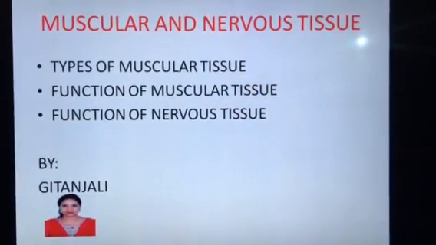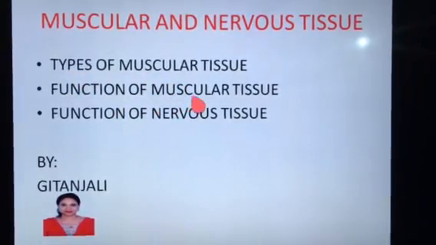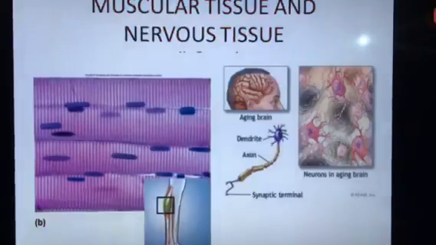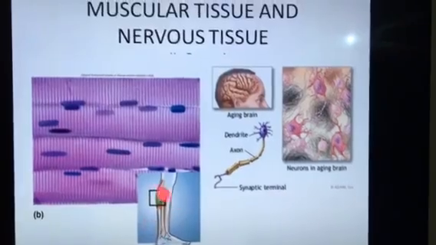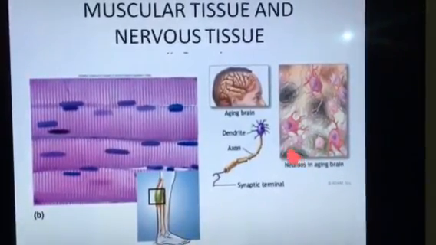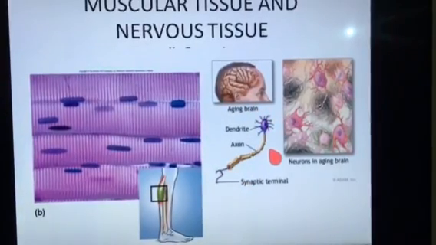After completing these slides, you will be able to understand the types of muscular tissue, the functions of muscular tissue, and the functions of nervous tissue. So here you can see the muscular tissue, which is found in the muscles of our body, and here is the nervous tissue, which is found in nerves and the brain.